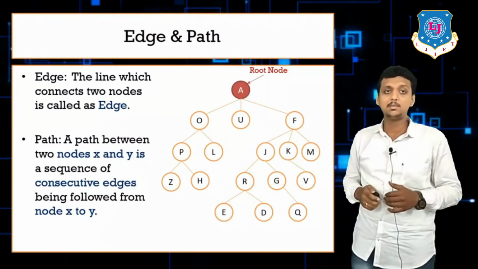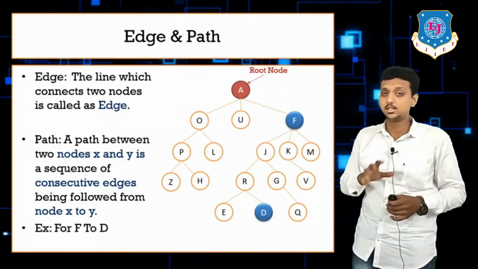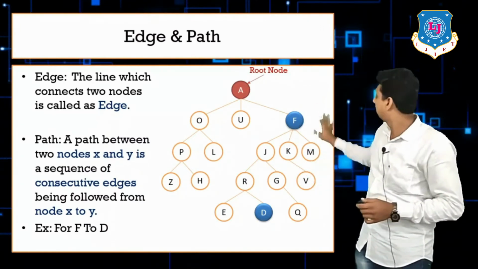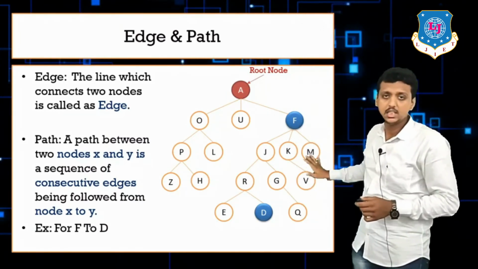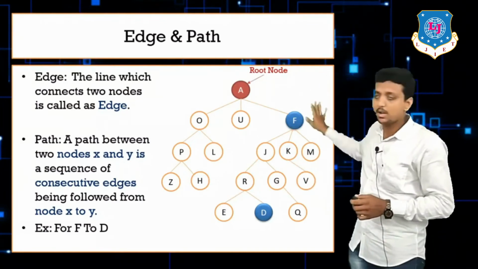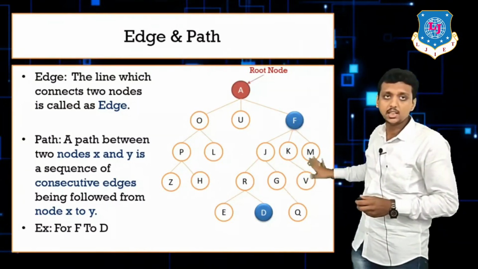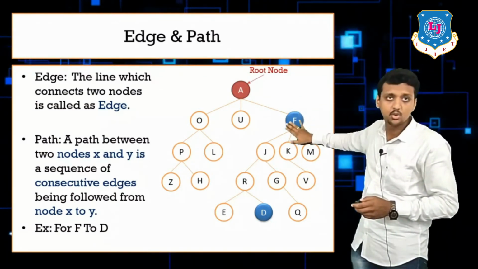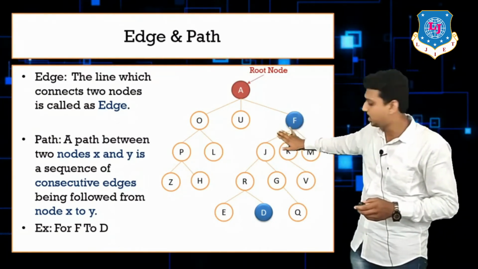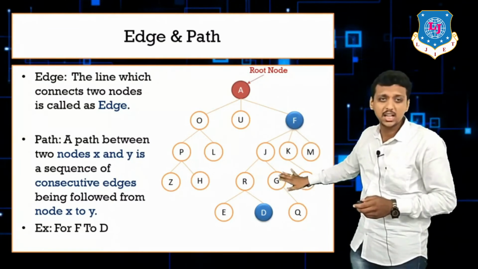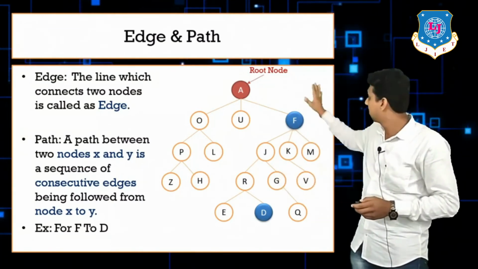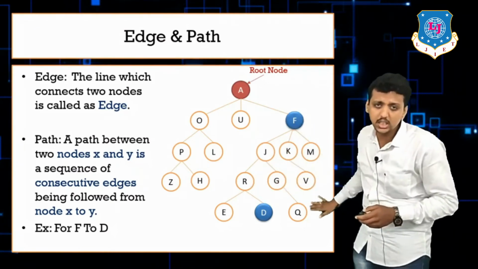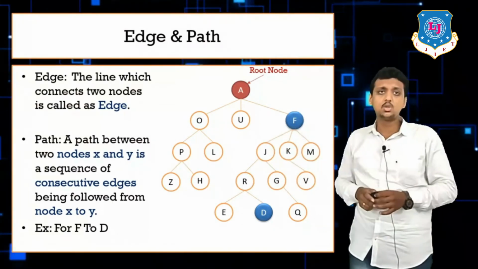Now let me move forward to the path. If we talk about F and D, then the path from F to D. How to get a path? You have to go from F to J, and then J to R, and R to D. F to J, J to R, R to D. So in such a way, students, you have to go.